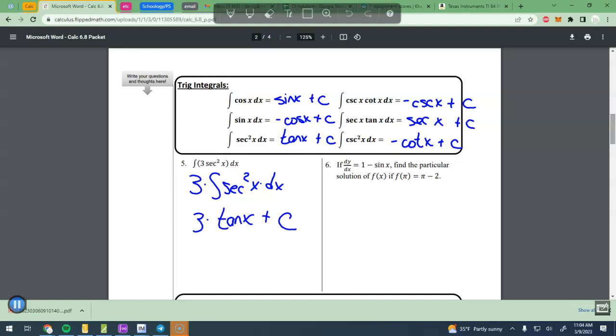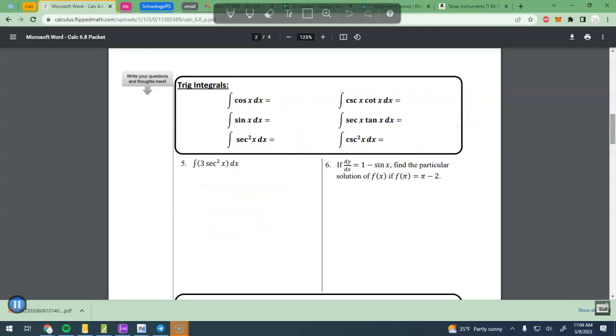Number 6 looks a little tougher. We got pi's and sine. Those are terrifying. So I got dy dx and I've got a particular point, which means derivative, right? And I got to go to f of x. So how do I go from dy dx to f of x? Integrate. So I'm going to integrate 1 minus sine of x. What's the integral of 1? 1x. The integral of negative sine, positive cos, good. So this will be x plus cosine of x plus c equals y. And then I know this is my x and this is my y.